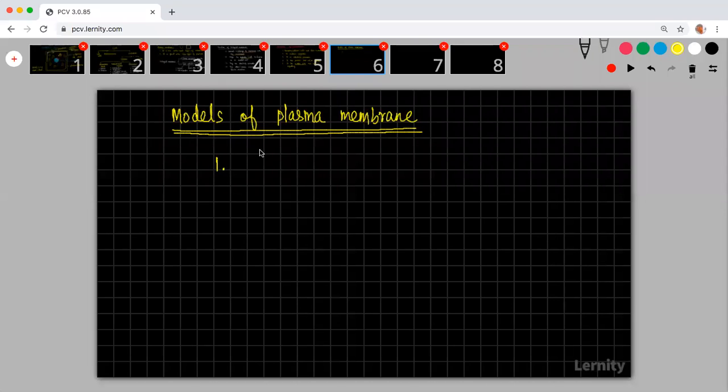The first model is what we call the Danielli-Davson model. Okay, so according to this model, the plasma membrane will have a phospholipid bilayer, which is covered by proteins.